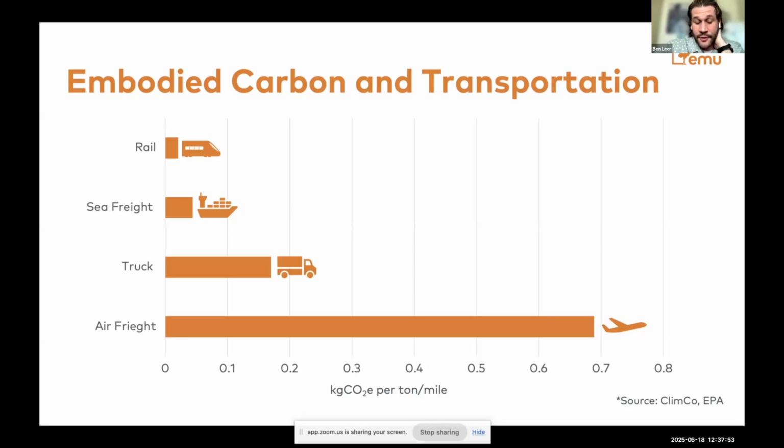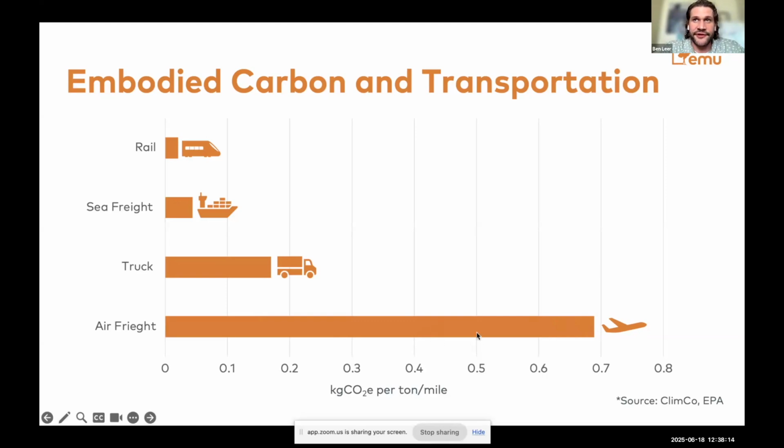Are we on the East Coast or on the West Coast? Because the distance traveled is going to have a huge effect on the emissions of the material. So here you can see that air freight has the highest potential carbon emissions. This is kilograms CO2 equivalent per ton of material traveling per mile.